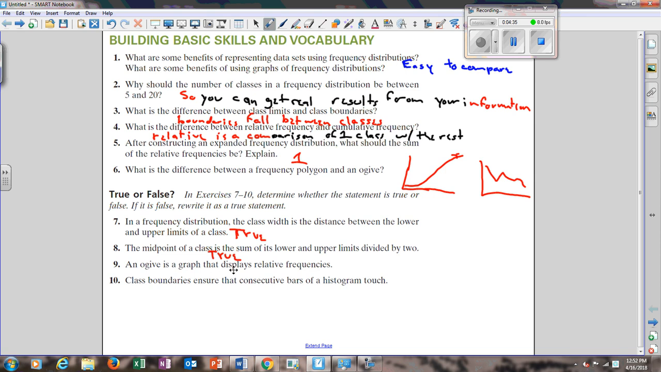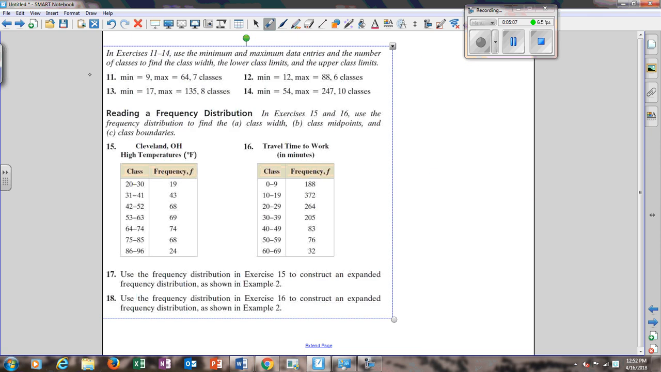An ogive is a graph that displays relative frequencies. That is false. And then in order to make it correct, that would be cumulative frequencies. Class boundaries ensure that consecutive bars of a histogram touch. That is true. All right, first 10 down. Now they get harder.